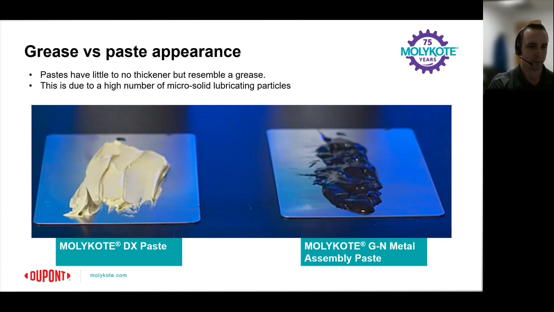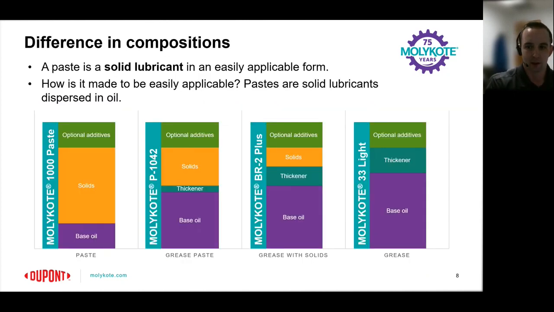On the left, you can see that we have MOLYKOTE DX paste. And on the right, there's a MOLYKOTE GN metal assembly paste. And as you can see, they do look very grease-like. So let's take a better look at the differences between pastes and greases.